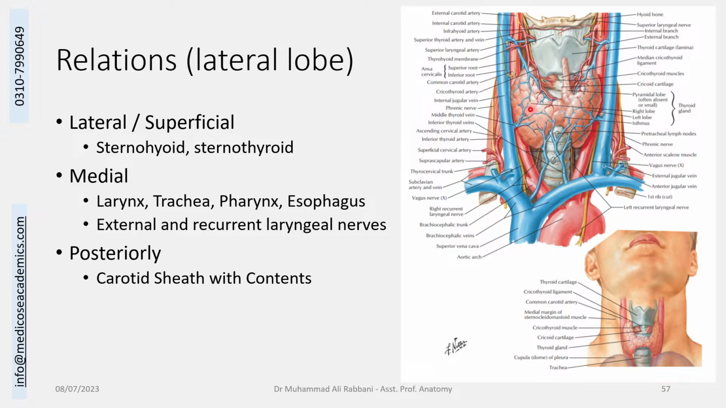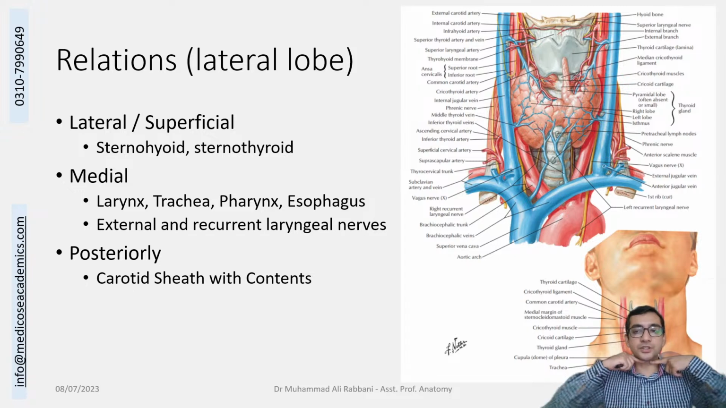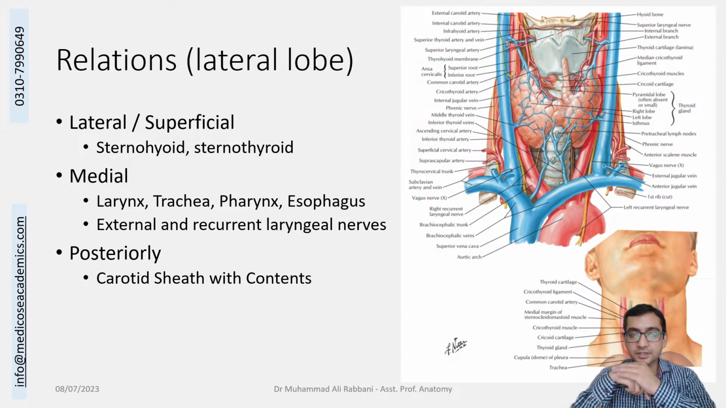Anteriorly, the thyroid gland is related to the manubrium sterni and the muscles between them. The strap muscles that are moving above pass over the thyroid gland to reach their origin, so the strap muscles are in front of it. Sternohyoid and sternothyroid are present in front of it.